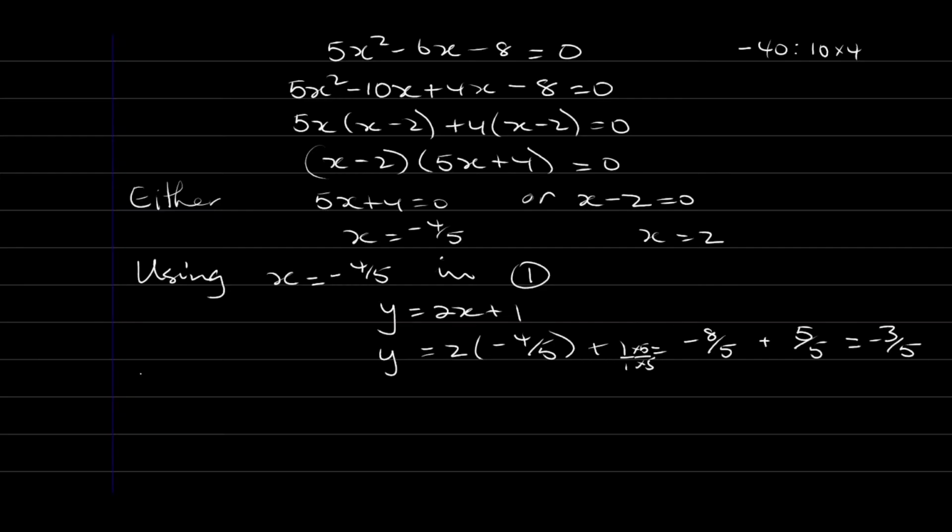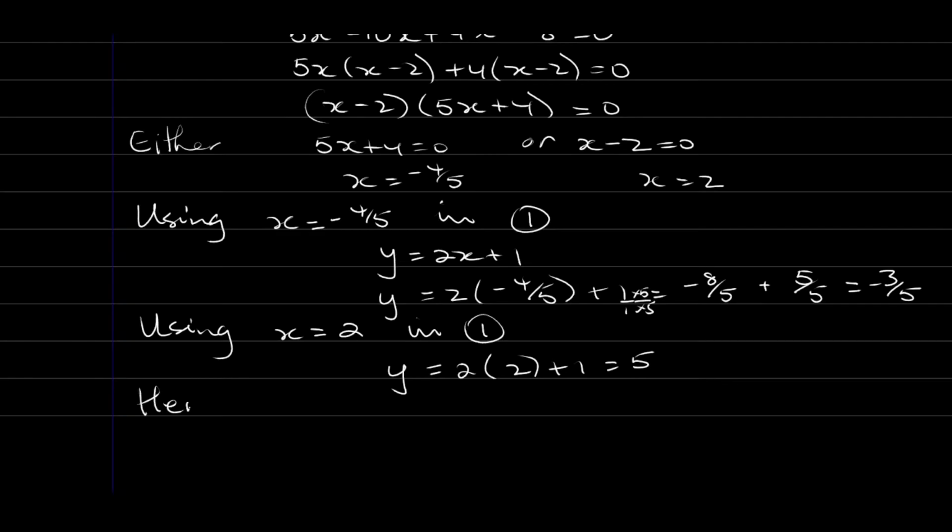And then I'm going to say using x equal to 2 in equation number 1, I'm going to see that y is equal to 2 into 2 plus 1, that's just 5. Right, there we go. And that means that I'm finished with that solution. Hence, the solution is that we have negative 4 over 5 and negative 3 over 5, and the other one is going to be 2 and 5. That's the solution for that one. Let's move on to the next question that we had to do.